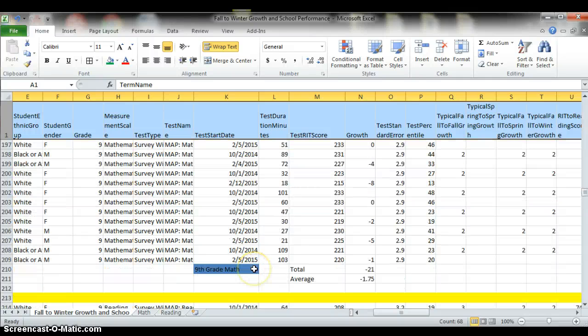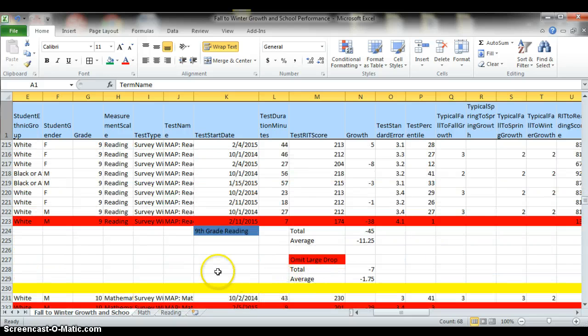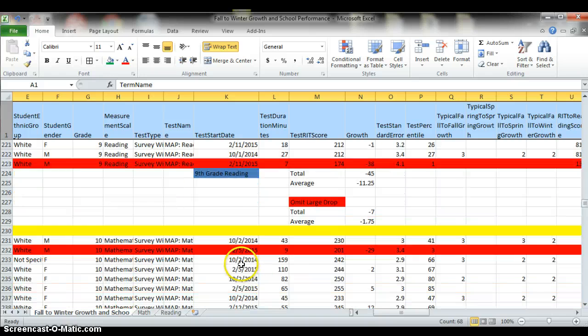All right, so looking at the average growth in math for 9th grade, it was a drop of negative 1.75. An average growth of reading in 9th grade, when you omit the large drops, we had a negative 1.75 as well.